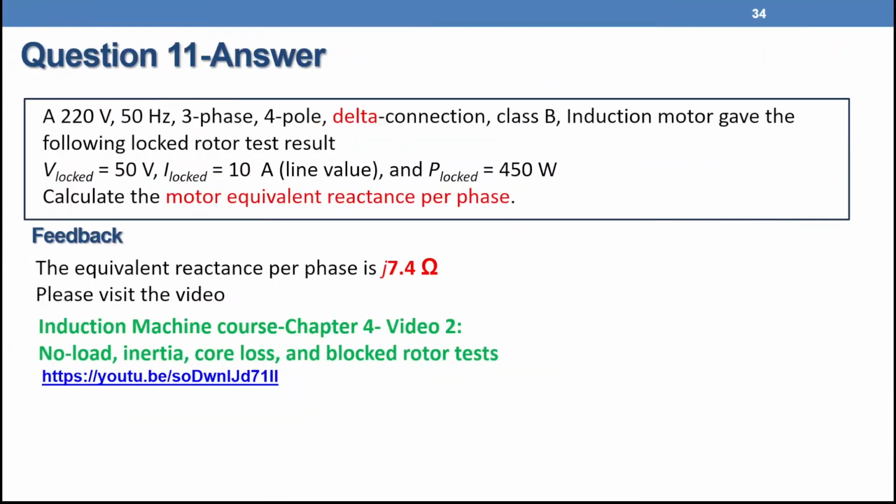Question 11. A 220 volt 50 Hz 3-phase 4-pole delta connection Class B induction motor gave the following locked rotor test results. V locked equals 50 volt, and phase voltage equals line voltage.